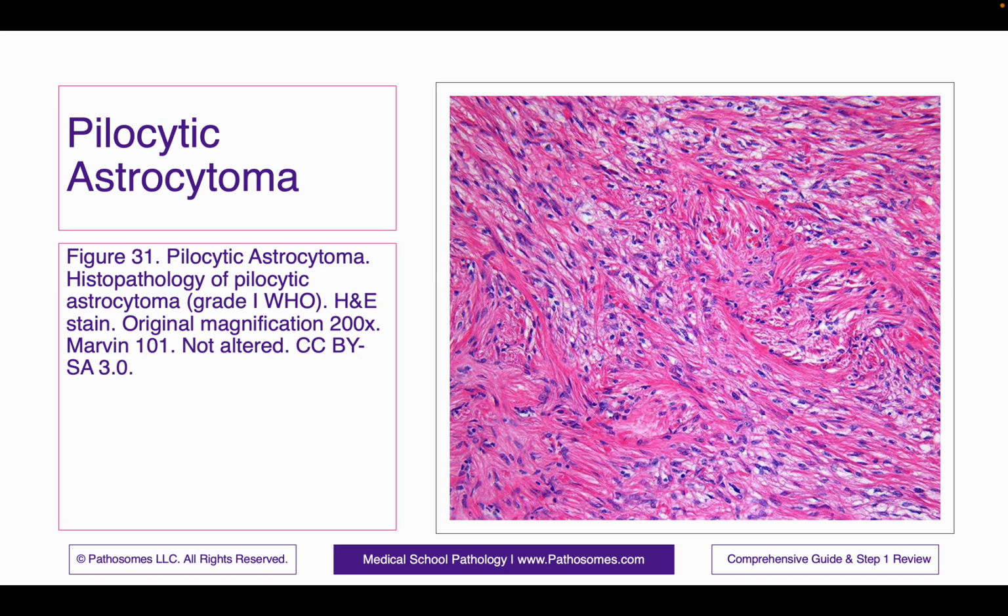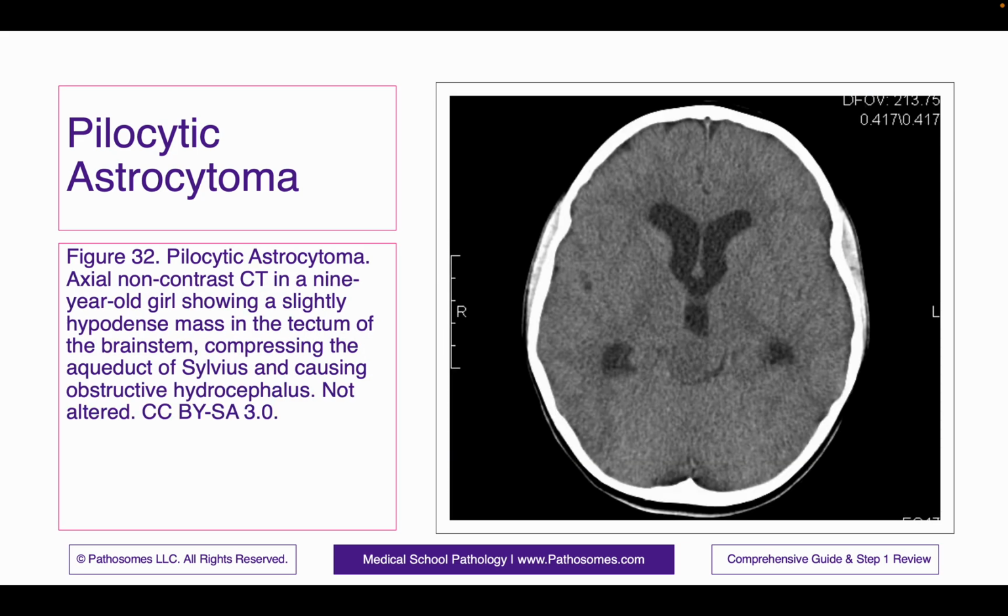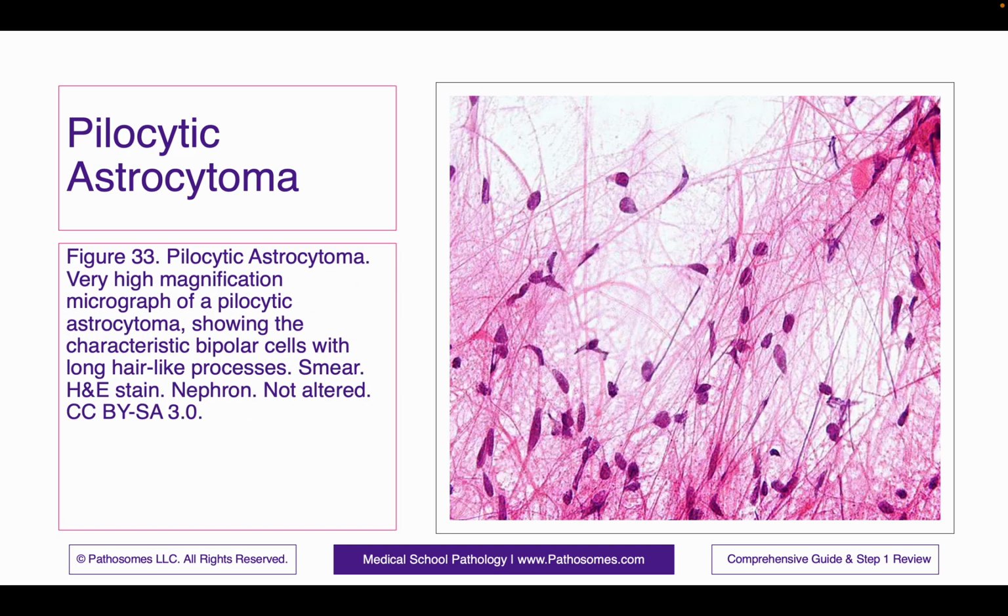And here we have a characteristic H&E stain for a pilocytic astrocytoma, as well as on a non-contrast CT scan. And here we can see the characteristic bipolar cells with their long hair-like processes of pilocytic astrocytomas.